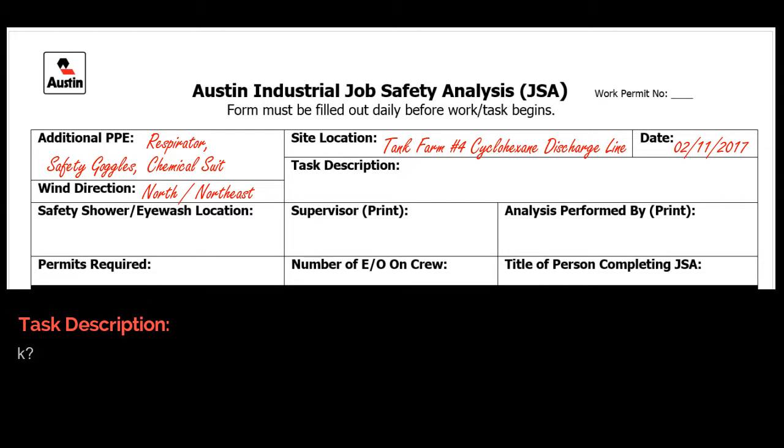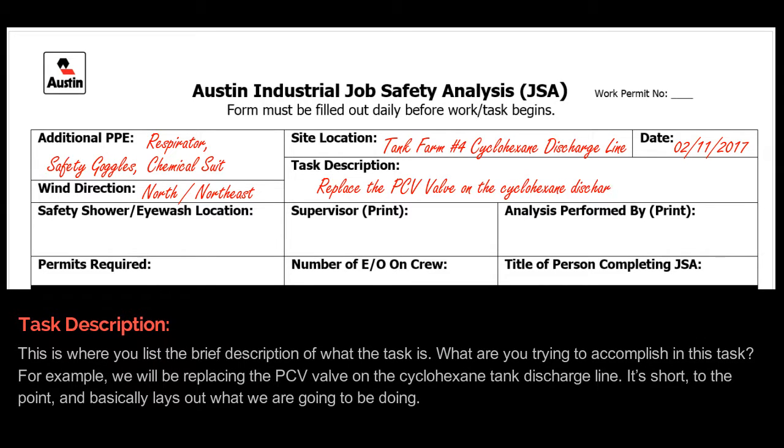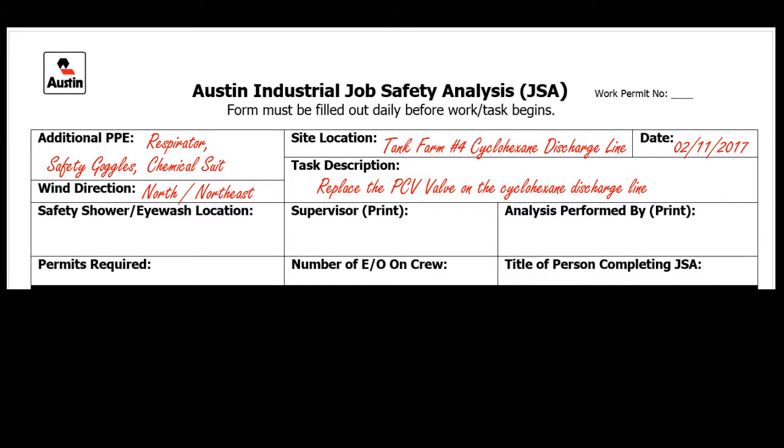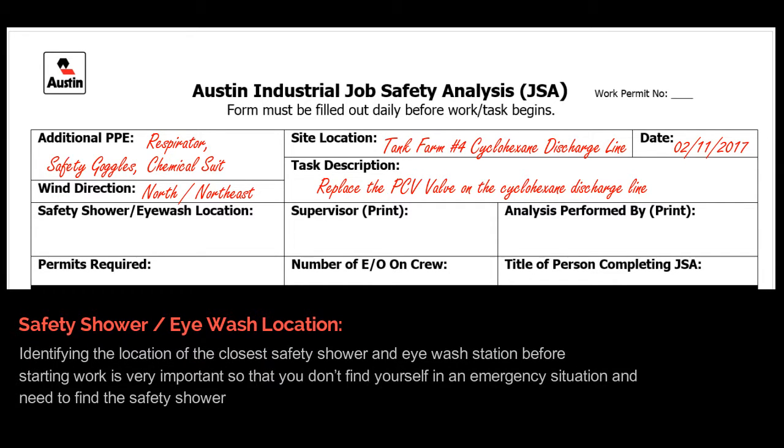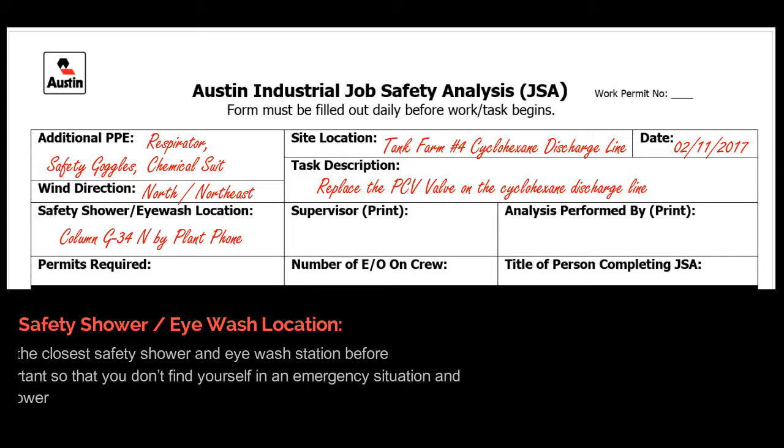Task description. This is where you will list a brief description of what the task is. What are you trying to accomplish in this task? For example, we will be replacing the PCV valve on the cyclohexane tank discharge line. It's short, to the point, and basically lays out what we are going to do. Safety shower eye wash location. Identifying the location of the closest safety shower and eye wash station before starting work is very important so that you don't find yourself in an emergency situation and need to find the safety shower.